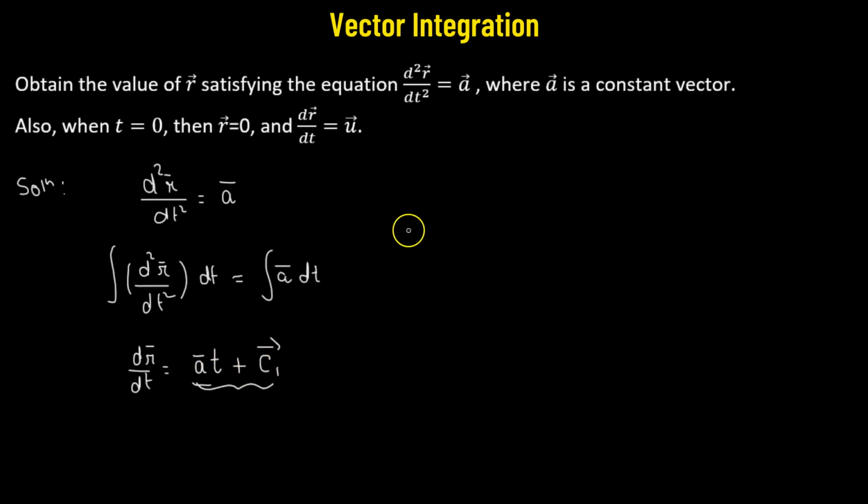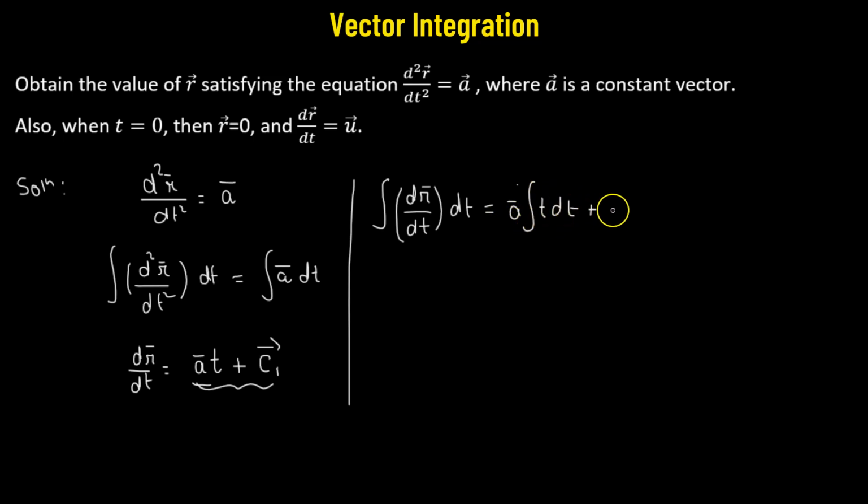Right. Now we'll again take the integration on both sides with respect to t. So that means we have dr vector over dt multiplied by dt, which equals vector a times the integration of t dt. Vector a is a constant, so we have taken it out of the integral, plus c1 vector times the integration of dt. c1 vector is also a vector constant, so we have pulled it out of the integral.